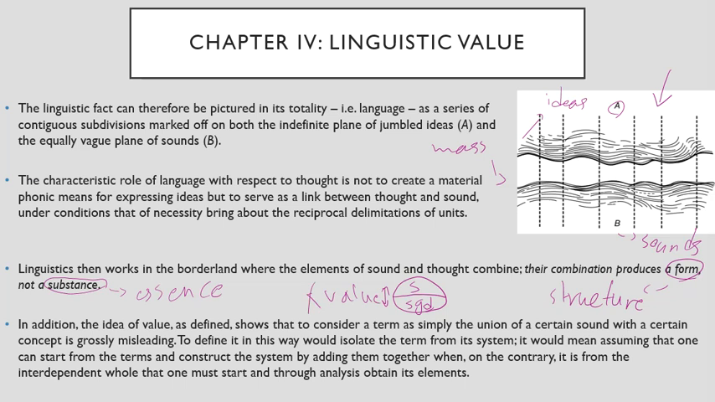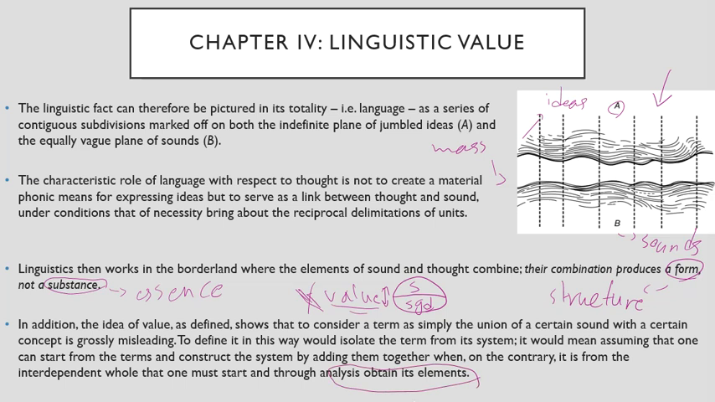It would mean assuming that one can start from terms and construct a system by adding them together, when on the contrary, it's from the interdependent whole that one must start and through analysis obtain its elements. So it's exactly the opposite of what you might think. You might think that you start from the level of the word and then you go up and construct different words and then you understand the whole. But it's the other way around. Because of something called value, we are faced with the system first, and then we go on to understand the different elements in a system and by analysis obtain its elements.